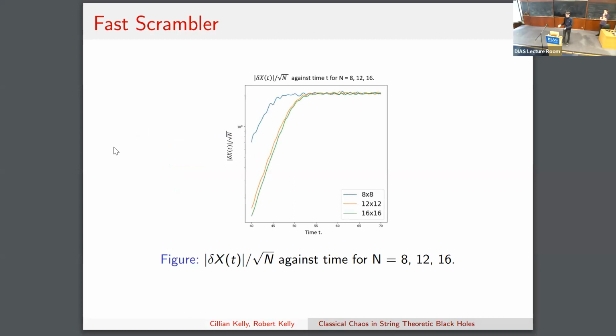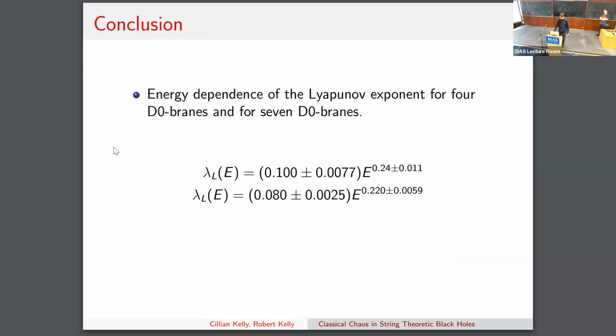So then the system of the zero branes is a fast scrambler, so it does retain that property from a black hole. And then just to summarize the points we've made, there appears to be this energy dependence on the Lyapunov exponents.